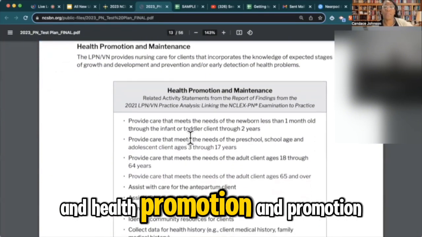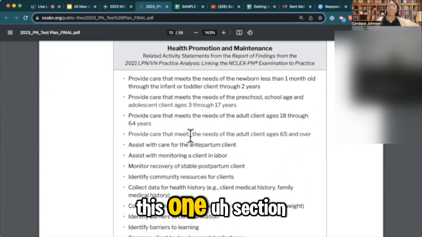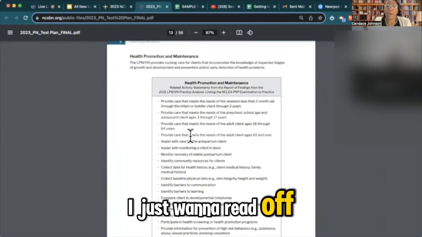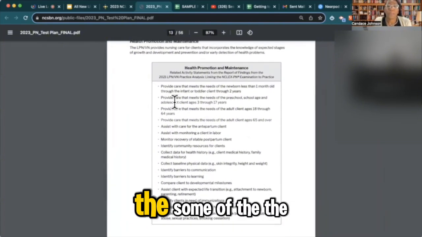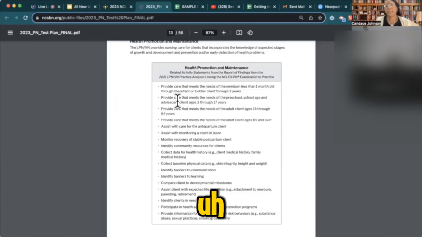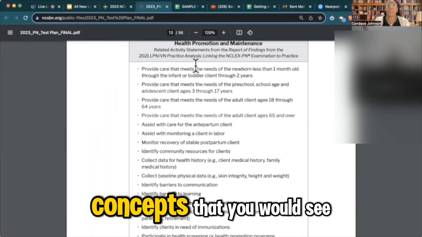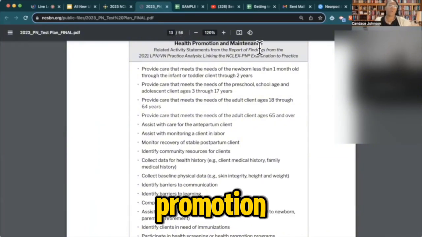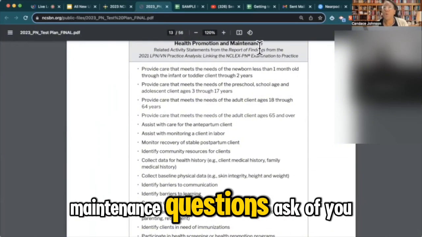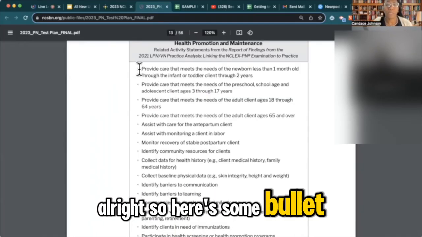For this section, I just want to read off some of the concepts that you would see as related activities when we're talking about health promotion and maintenance. In other words, what do health promotion and maintenance questions ask of you on the NCLEX? What do they want to know? Here are some bullet points.